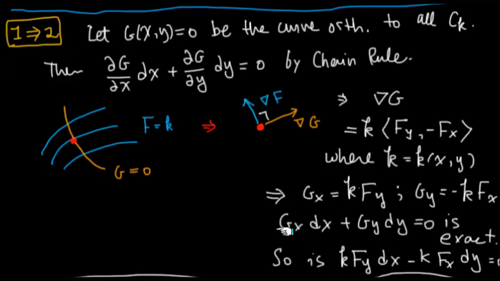Well, obviously, by definition, gx dx plus gy dy is exact, and if you replace this gx and gy with what we have over here, that is of course exact, and you can cancel the k here and the k there. That will give you our statement: fy dx minus fx dy equals 0 has an integrating factor k such that this becomes an exact equation. So that proves that if we have an orthogonal family, this equation without the k factor has an integrating factor.